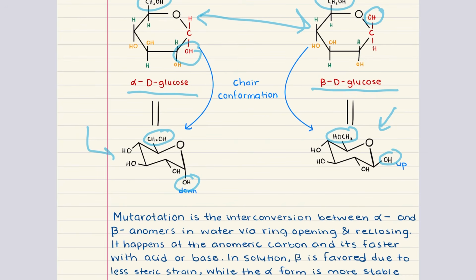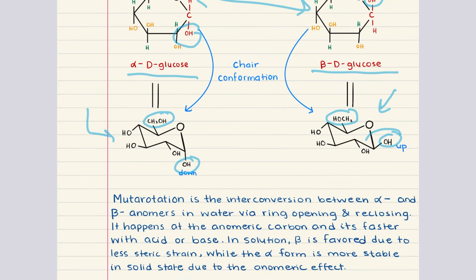In aqueous solution, beta-D-glucose is favored because the hydroxyl group at the anomeric carbon occupies an equatorial position in the chair conformation, and that leads to less steric hindrance. However, in the solid state, alpha-D-glucose can sometimes be more stable, and that's due to the anomeric effect. This is an electronic interaction that favors axial positioning of electron-donating groups next to the ring oxygen.